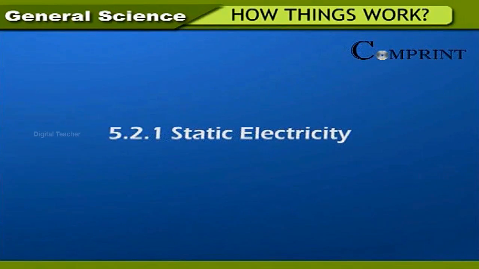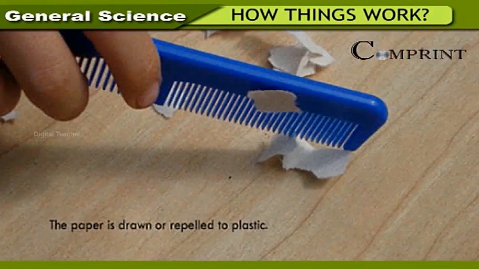Static electricity. Activity. Comb dry hair many times and bring the comb near pieces of paper. Take a glass slab, rub it with a woolen cloth and bring it near the pieces of paper. Observe what happens. Pieces of paper are attracted by the comb and the glass slab. This attraction is because of the friction caused by rubbing each other: the comb and hair, the glass slab and woolen cloth.